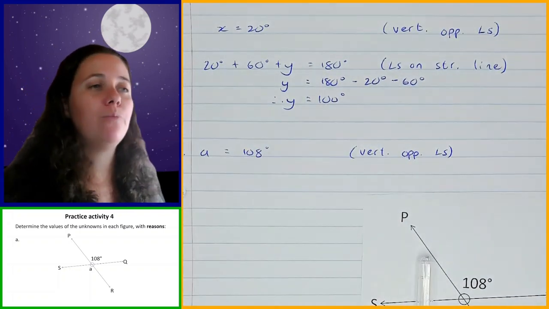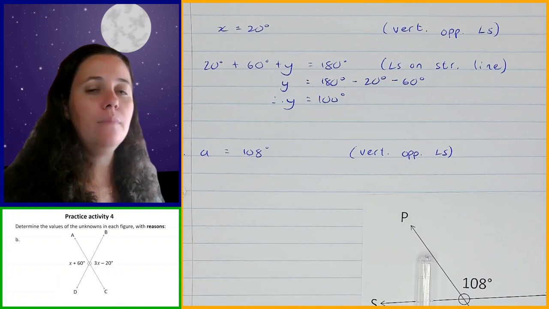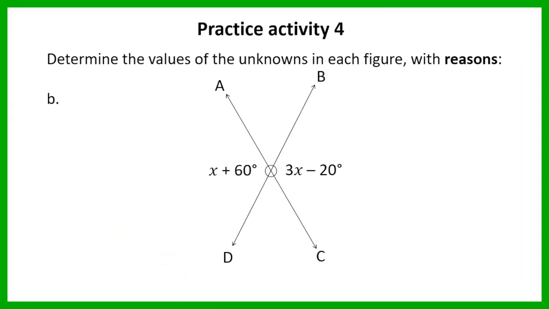Right, now question B. It's this one over here. Now you have to work out the value of X in this example where you've got AC intersecting BD at the point O, and both of these angles have been written in terms of X. I'm going to give you 1 minute to solve this problem.